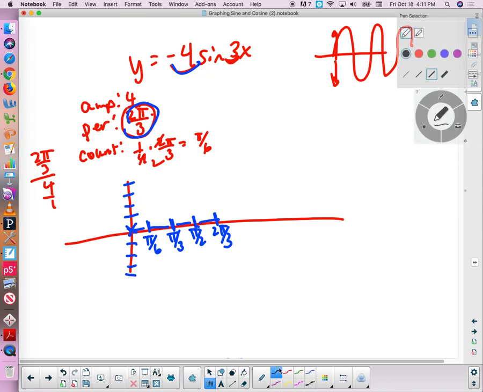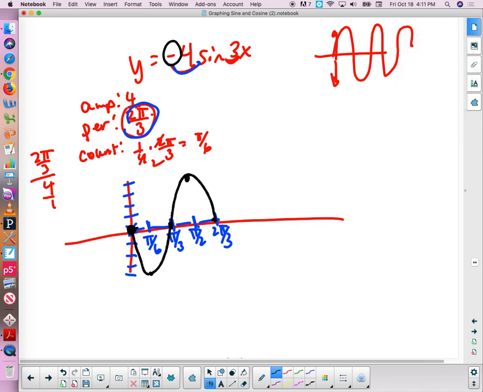If it's sine, it's going to start right here on the axis. If it's cosine, it'll start high or low depending on what you've got. Since it's sine, it's going to start right here. If it was a positive sine, I would go up first. That's going to take me down, middle, high, middle, and it goes like this and continues on like this.